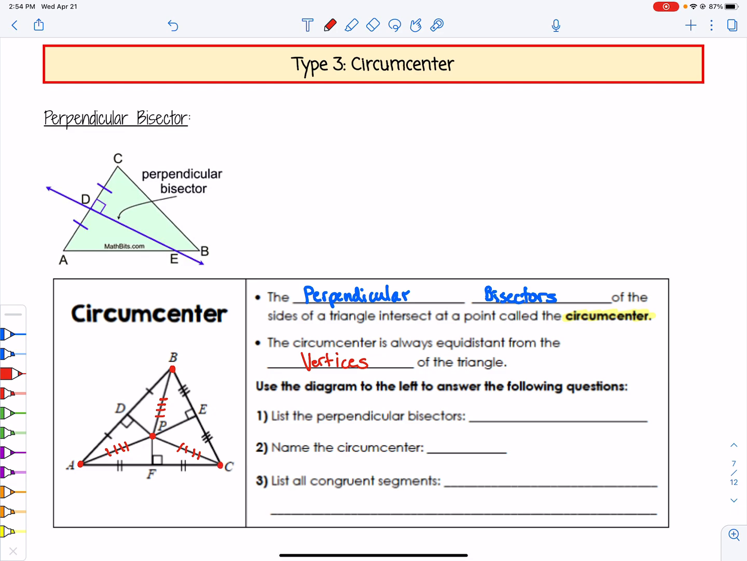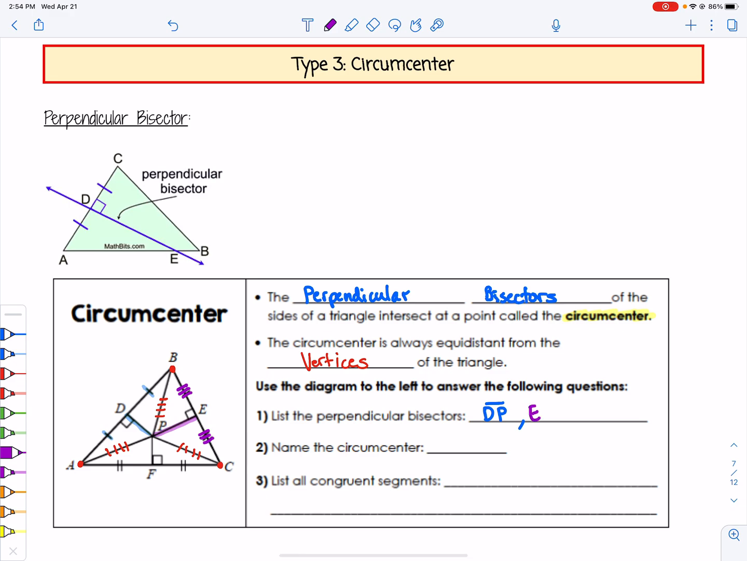It says list the perpendicular bisectors. So those are the ones that have that 90-degree angle and they're bisecting each side of the triangle. So let's list DP is a perpendicular bisector. EP is another perpendicular bisector. Notice that those two pieces of that side, like BE and EC, are congruent.